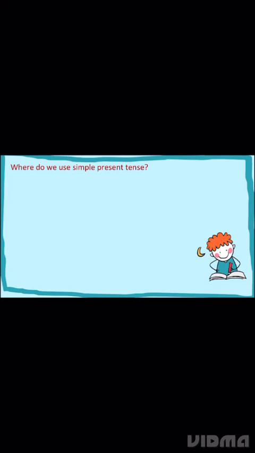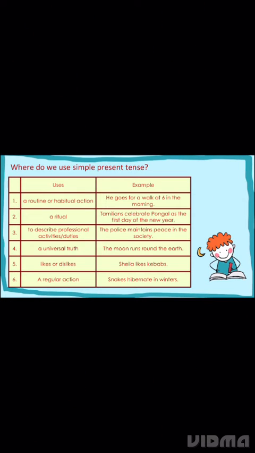Now the uses of the simple present are basically in a routine or a habitual action. For example, a man is going for a walk daily. So how are we going to form a proper sentence with it? It will be: he goes for a walk at 6 in the morning. Daily he is doing that action. It is a routine, it is a habitual activity. He goes for a walk at 6 in the morning. It is present tense because he is doing it daily.